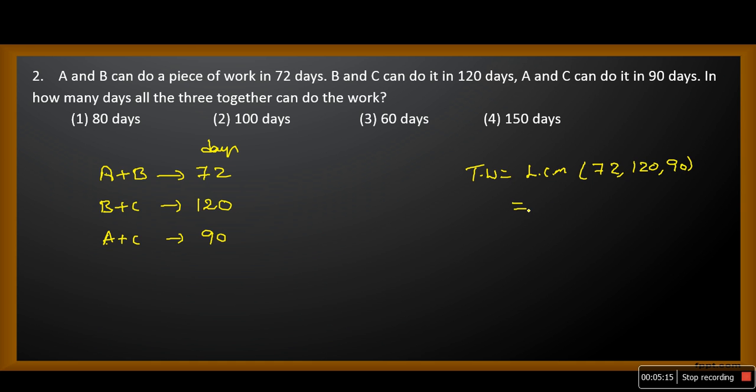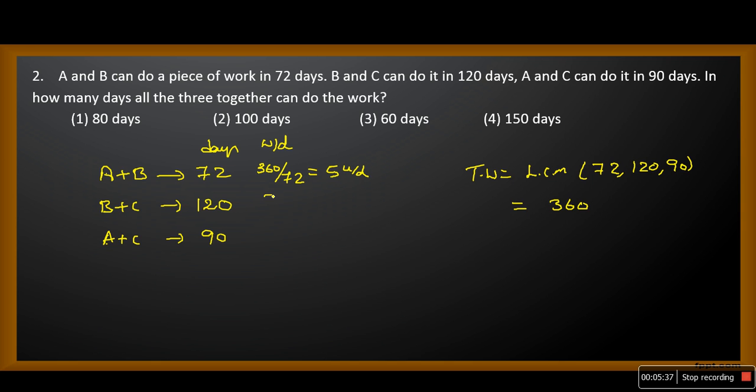Which is equal to 360. Now let us find work done per day. Work done per day is nothing but 360 by 72. To do 360 units, A and B together are taking 72 days. So in one day, how much do they do? 360 by 72, that equals 5 units per day.